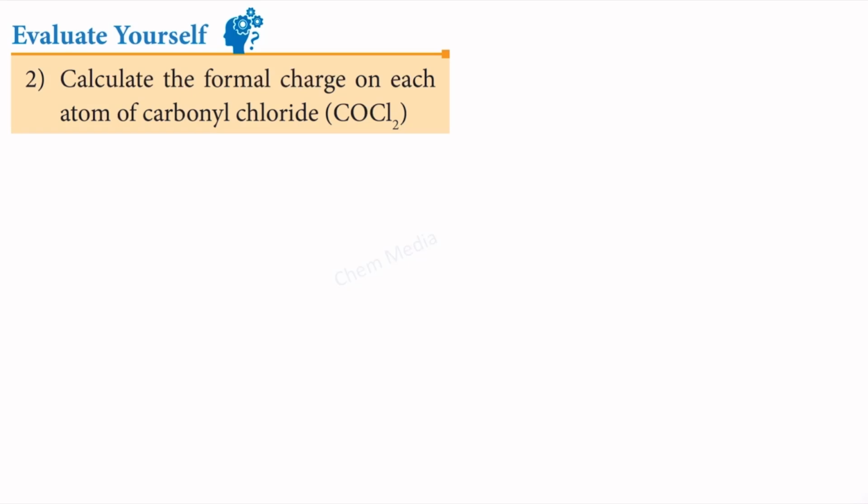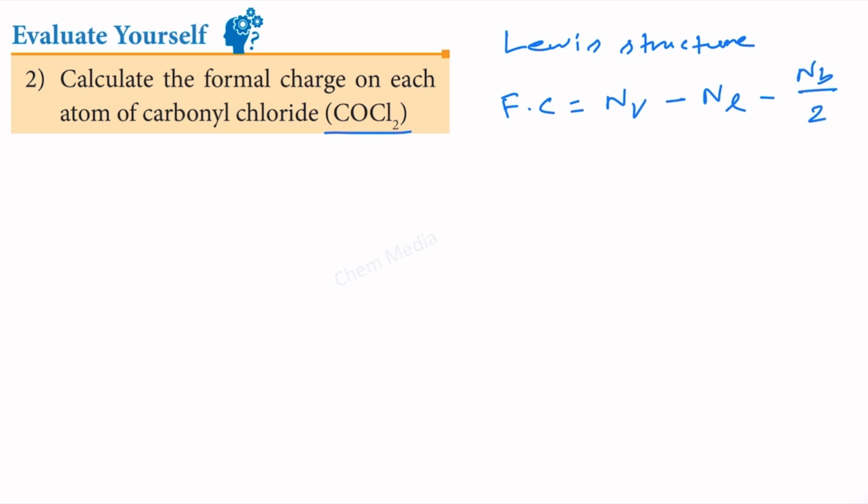Let's calculate the formal charge on each atom of carbonyl chloride. To calculate the formal charge, we need to know the Lewis structure. The formula to calculate the formal charge is number of valence electrons minus number of lone pairs of electrons minus number of bonding electrons by 2.